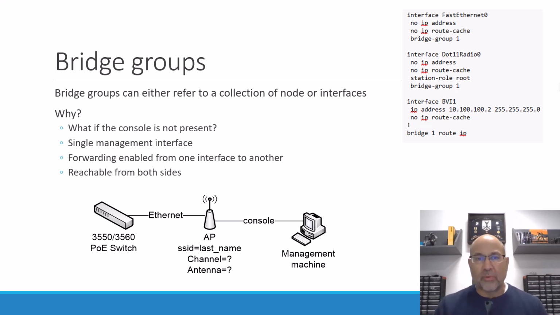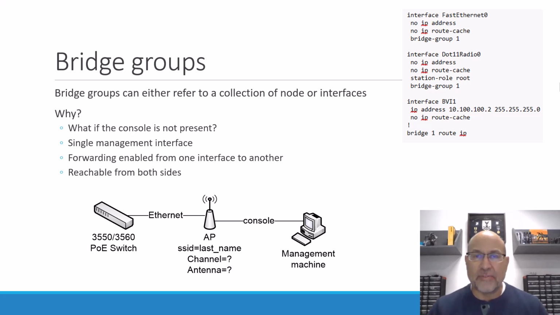Now, bridge groups can refer to either a collection of nodes or interfaces. Now, why would you do that? Why would we bother to collect nodes together? Well, it's pretty straightforward for nodes. If they're connected to the same bridge or switch, they can communicate directly together. They share the same layer 2 address space. But if you put interfaces into the same bridge group, that means that we can forward traffic between them. And we can use the device that's doing the bridging to handle that forwarding.